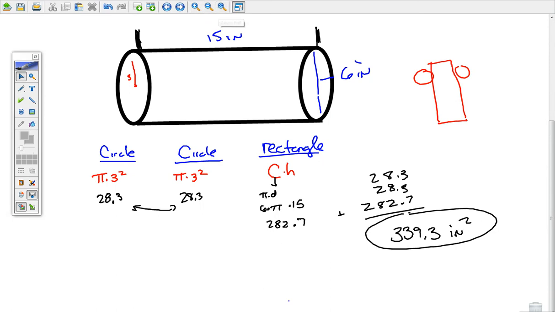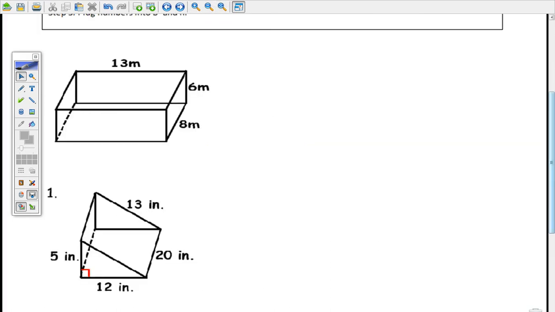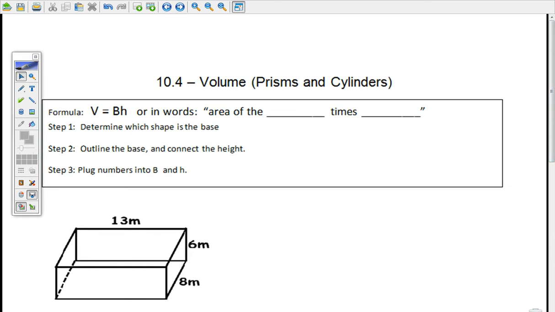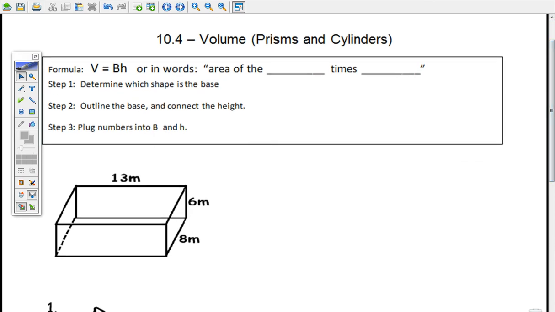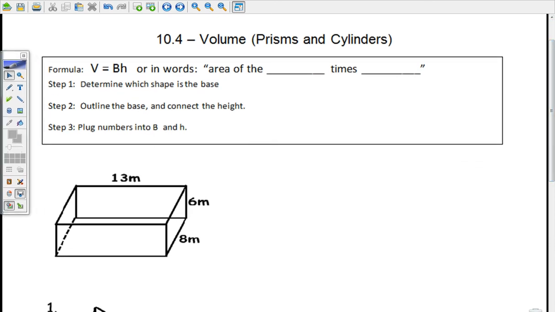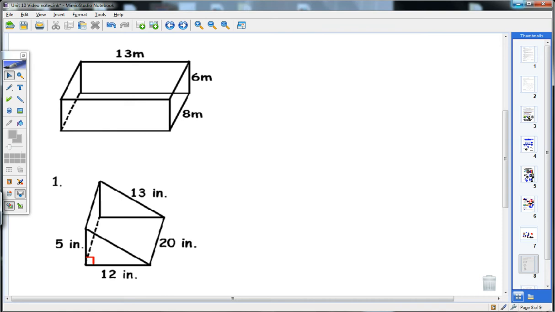And remember, volume is kind of an example of how much stuff fits inside, how much space there is inside of a 3D shape. So questions like volume deal with how much water you could fit inside of a pool. Or, for example, let me show you.